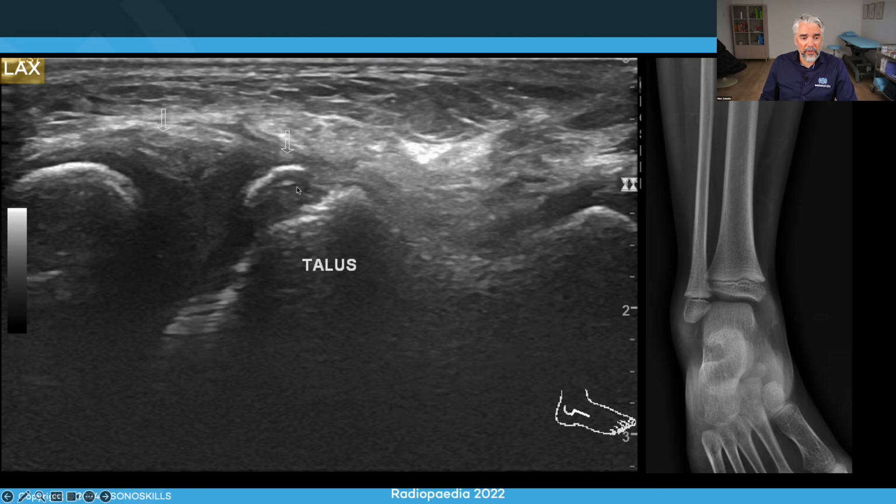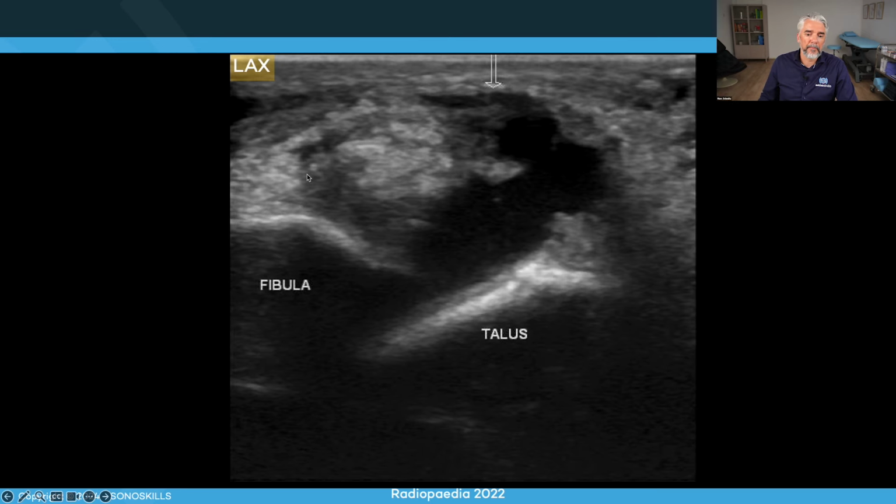This is an avulsion fracture. We can see that the ligament has torn off a piece of the talus. So we can see this hyperechoic piece, a bone particle. And here we can see that the talofibular ligament has been completely torn. We see a huge gap at the place where the ligament should be.